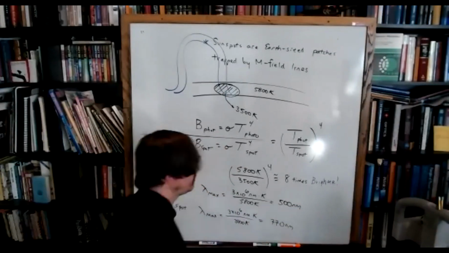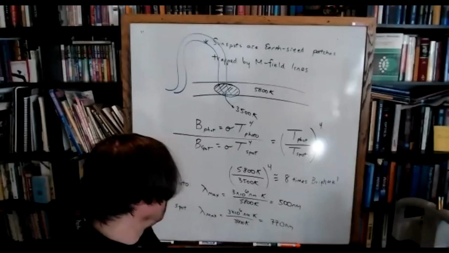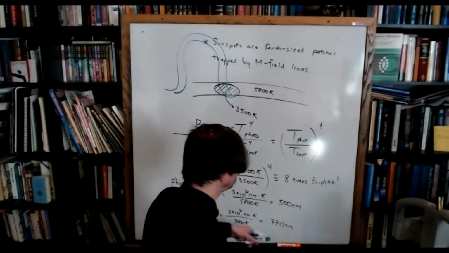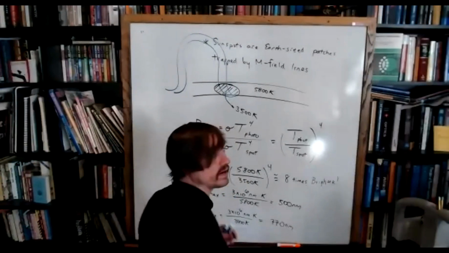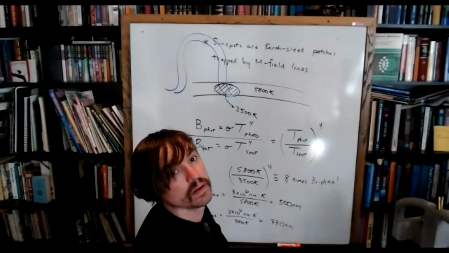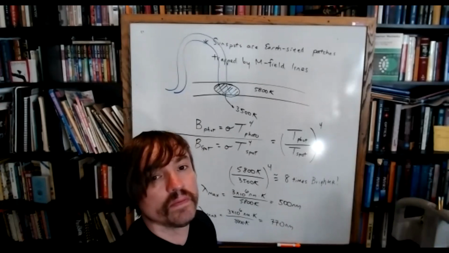Okay, so what parts of the spectrum are these wavelengths found in? So the photosphere is still in visible light, whereas the sunspot is drifting into... What color? Yellow. Nope. Red. Orange? No. Oh, wait, no.